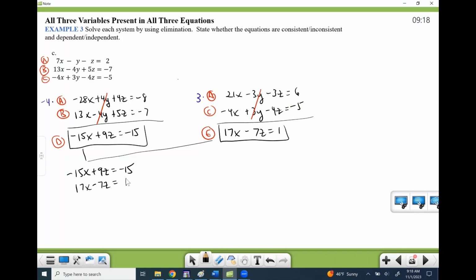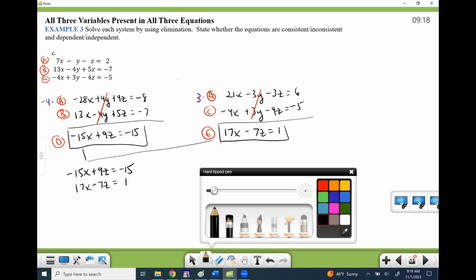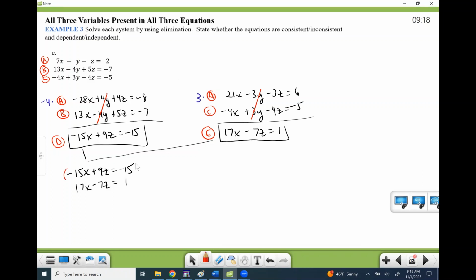Now, unfortunately, this is the case where you've got to multiply both. They already have opposite signs, which is great, so I don't have to worry about multiplying by a negative, but I can turn them both into 63. So we're going to multiply them by each other. We'll do a 7 here, that'll get me +63. And we'll do a 9 here, and that'll get me -63.